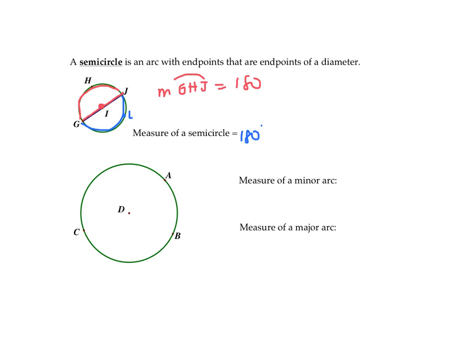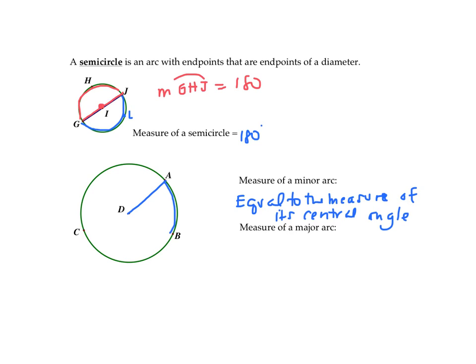Okay, the measure of a minor arc is equal to the measure of its central angle. So for instance, the measure of arc AB would be equal to the measure of this angle. So let's say that the central angle is 70 degrees, then the measure of arc AB would also be 70 degrees. So central angle, same as the measure of the arc.